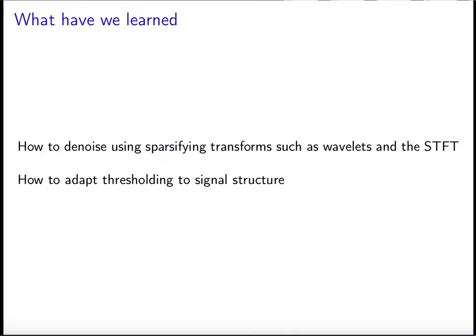Okay, so what have we learned? We have learned how to denoise using sparsifying transforms, such as wavelets and the short-time Fourier transform. And we have also learned how to adapt the thresholding scheme to account for signal structure.